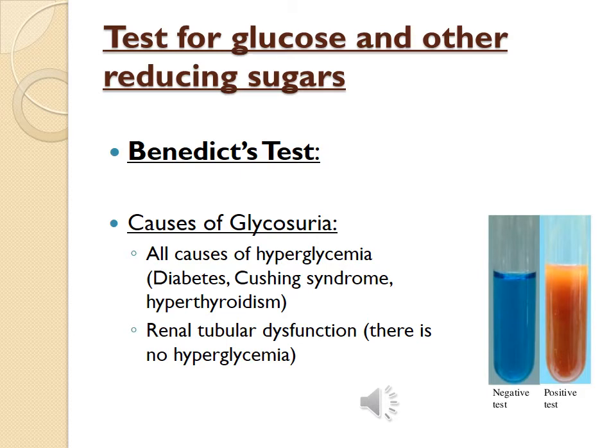What is the other cause of glucosuria? Renal tubular dysfunction. In renal tubular dysfunction, the disease is in the nephron, so the nephron is not able to fully reabsorb the glucose, and in these patients there is no hyperglycemia. His blood glucose is normal but urine is positive, so we suspect renal disease. But if there is hyperglycemia and there is glucosuria, then of course we suspect diabetes, Cushing or hyperthyroidism.